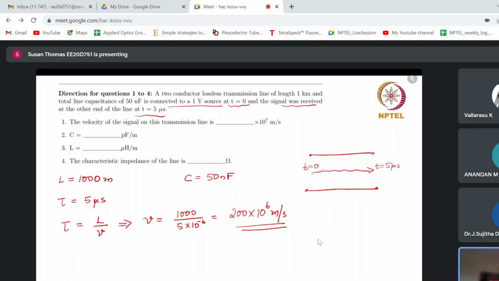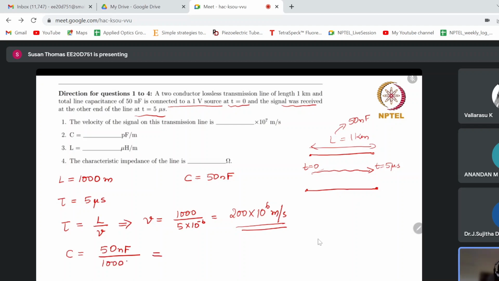Now going to the second part. The capacitance C is basically per meter. So how do we calculate that? We already know the total line capacitance. Say for example you have a long transmission line of length 1 kilometer, and the total capacitance of this transmission line is 50 nanofarad. Out of that, you want it for 1 meter. That is very simple to understand. That is 50 nanofarad divided by 1000 meters.